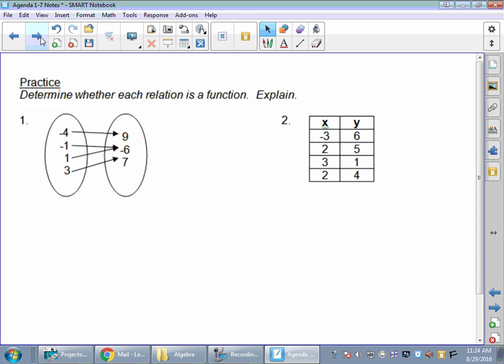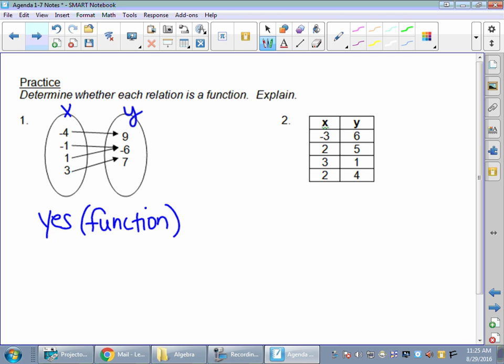When I look at number 1, I've got a mapping here. I've got -4 pairing up with 9, -1 pairing up with -6, 1 pairing up with -6, and 3 pairing up with 7. If our directions say to determine whether each relation is a function, it's a yes or no question, right? If these are my x values and these are my y values, does each value of my domain have only one value in the range? Or do we have any repeats in the x values? So yes, this is a function.